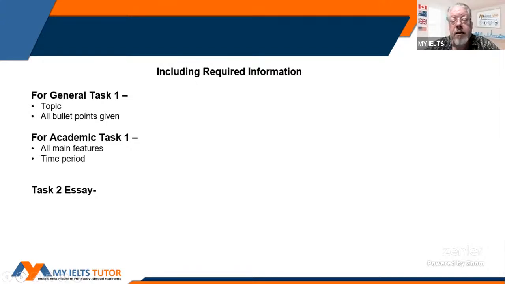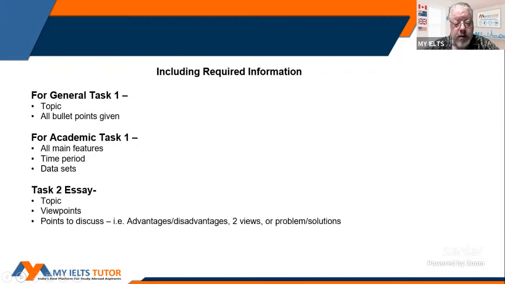Then of course you need to include the time period. You want to include all the data sets as well. Now for the essay, you want to include the topic, the viewpoints that are expressed in the essay prompt, and then the points to discuss. This could be your main points that support your thesis, or the advantages and disadvantages, the two viewpoints that you need to discuss, such as in our previous example, or problems and solutions, okay? That's what you need to include. And then finally, you need to include your thesis, which is your opinion about the topic.